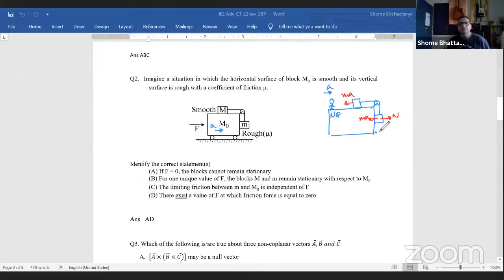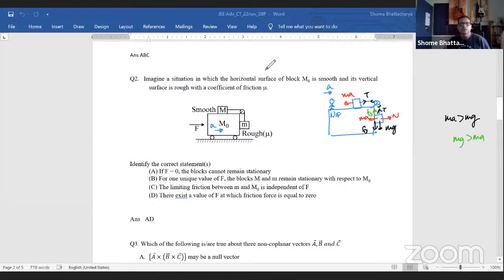Now there are a whole lot of possibilities. It could be that mA is greater than mg, so this has a tendency of slipping upwards, in which case friction will be acting downwards on this. It could also be that mg is greater than mA, so the tendency of slipping is downwards. So in that case, static friction will be acting like this. So there's a whole range of A's for which this will happen.